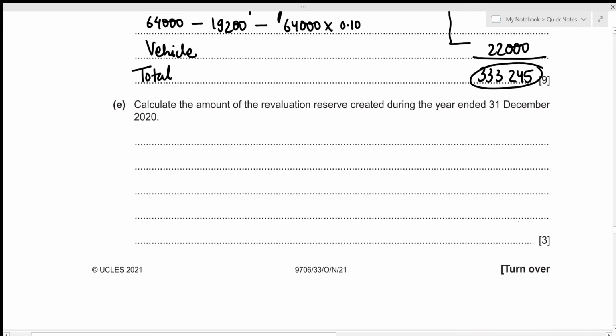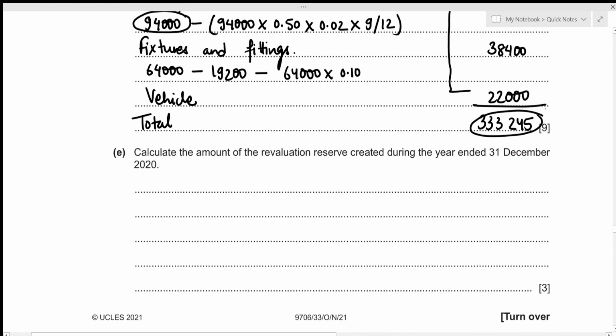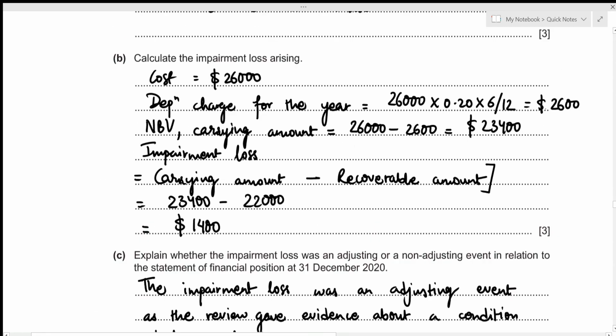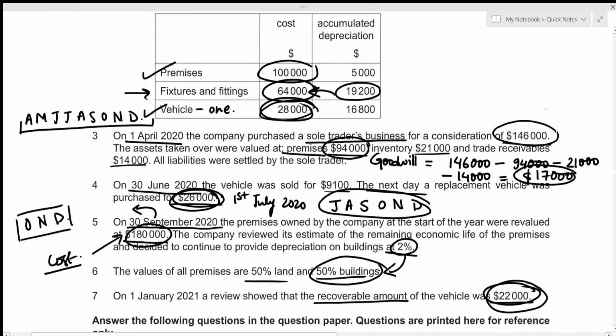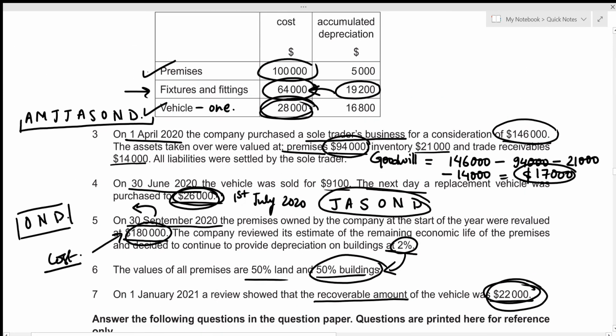We need to calculate the amount of revaluation reserve created during the year ended 31st December 2020. Let's have a look at the above question. So we know that the only asset we revalued was the premises, and this was revalued on the date of 30 September 2020. Alright, so in order to figure out the revaluation amount, we just need to figure out the difference between the new revalued amount and the existing net book value at this particular date.